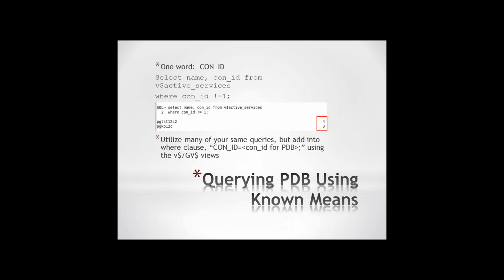So if I want to look at just about any information, I can do select name, con_id from v$active_services where the con_id is not equal to 1. Of course, my active services are going to show me my pluggable databases.